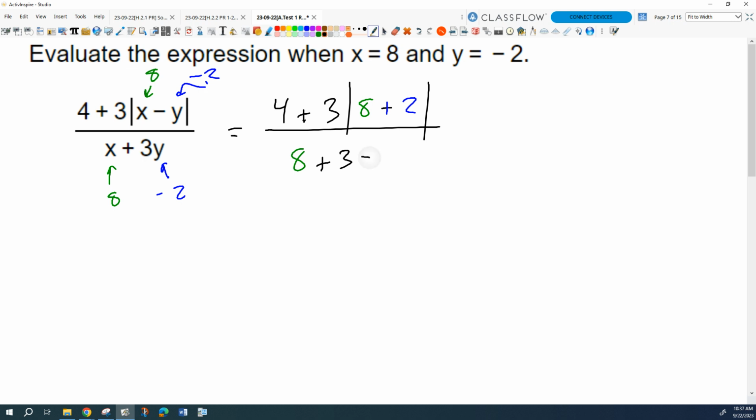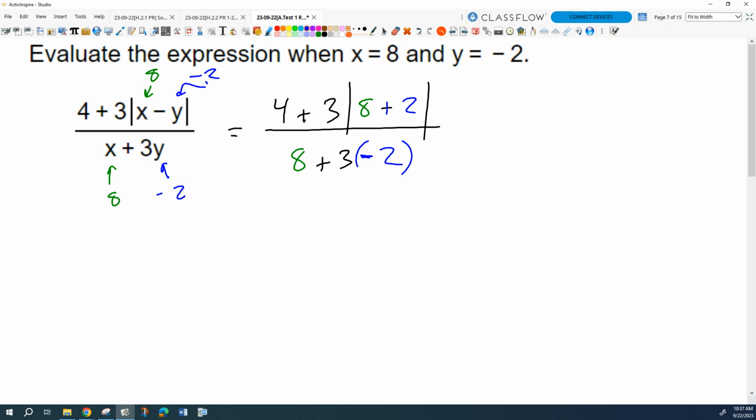Could I write it like that? No. Okay, that's horrible, right? Because that looks like I'm subtracting the 2 and I'm not. I'm multiplying by the negative 2, so it needs to be in parentheses.